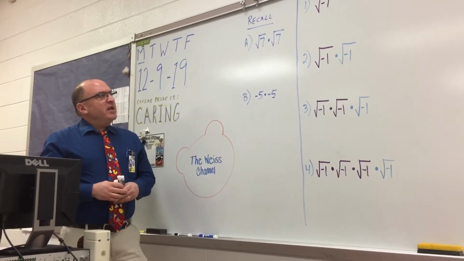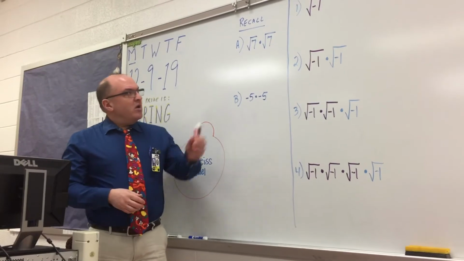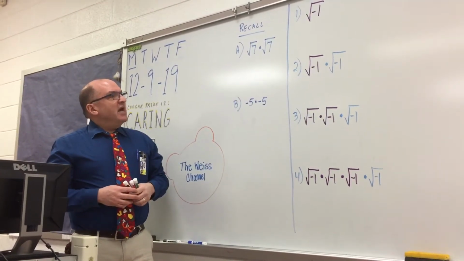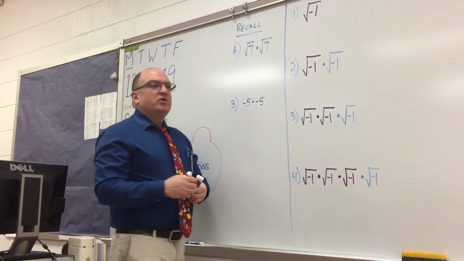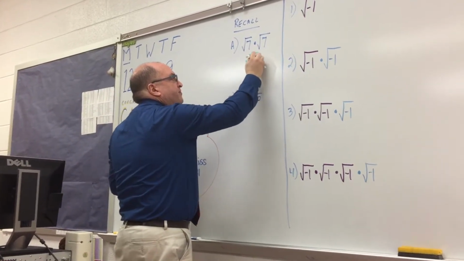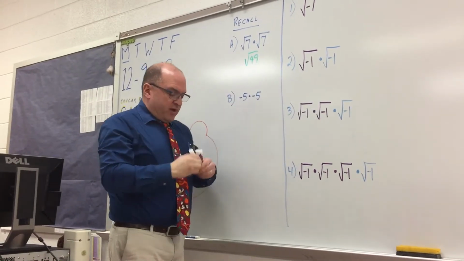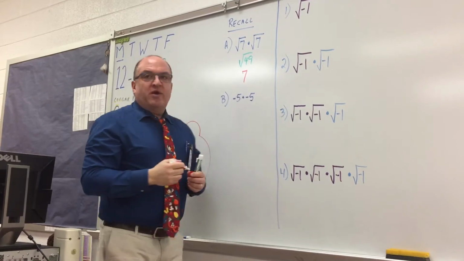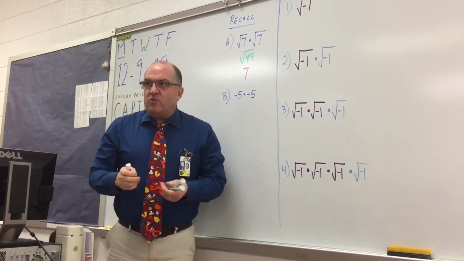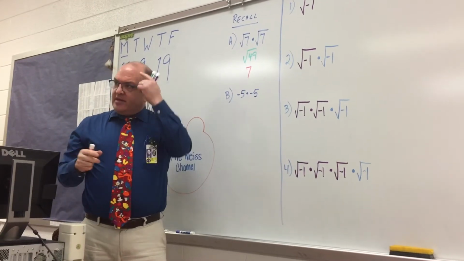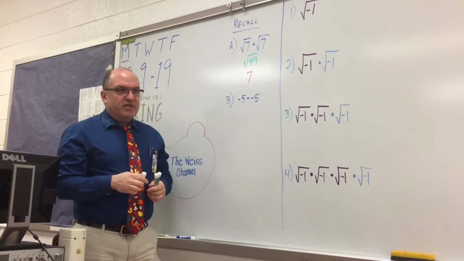First of all, let me ask you this. Could you recall, what is square root of 7 times square root of 7? Would you agree that that would be square root of 49? And what's the square root of 49? 7. So do you agree that square root of 7 times square root of 7 equals 7? Okay? I want you to hold on to that in your head, because we're going to use that concept in just a little bit.